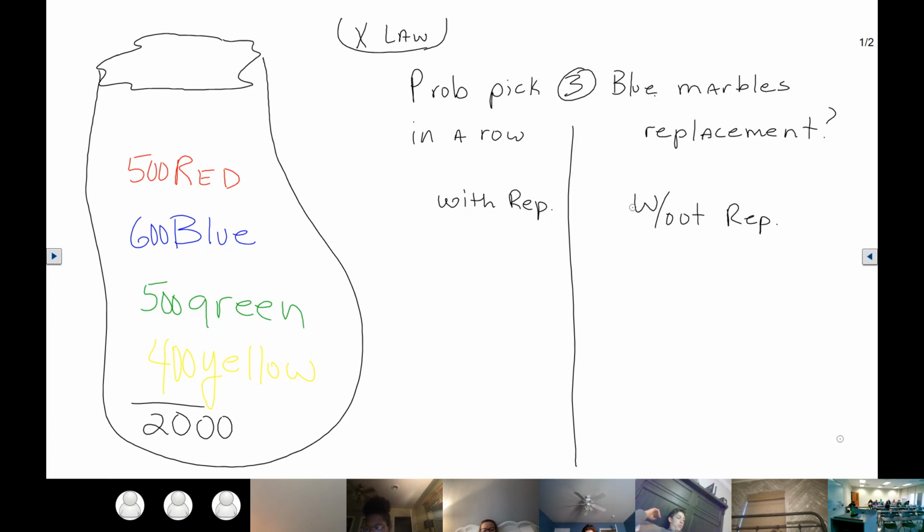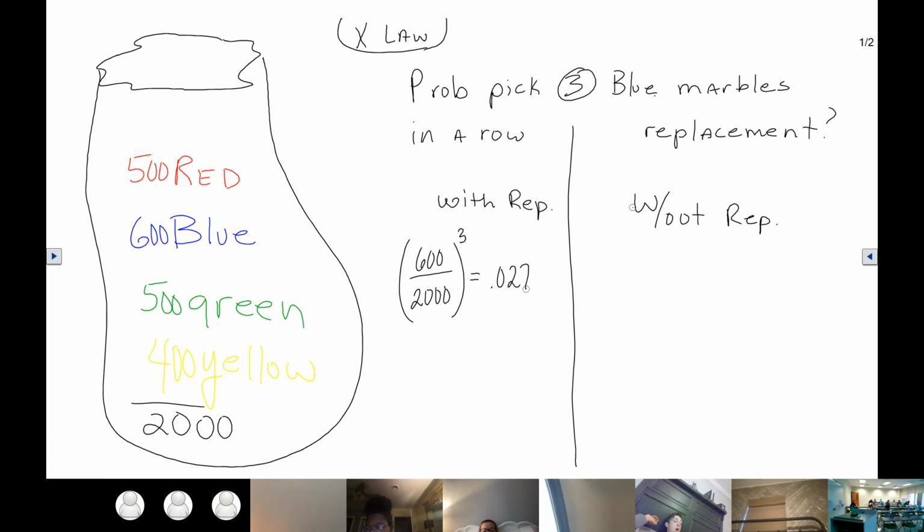So you got with replacement, that's going to be 600 over 2,000 raised to the third power. Somebody give me 4 decimal points. Should be 0.0270. What is it? It is 0.0270.